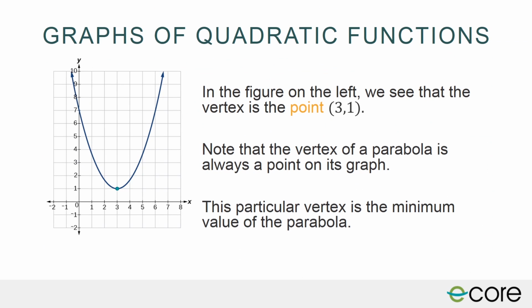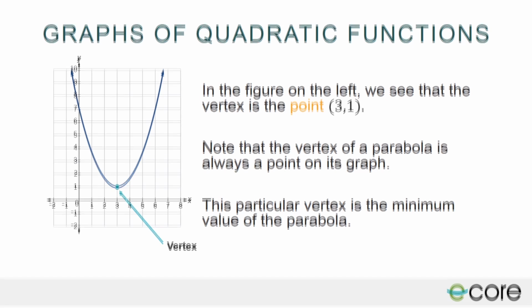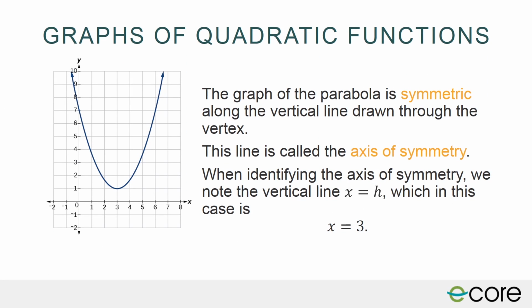In the figure on the left, we see that the vertex is the point (3, 1). Note that the vertex of a parabola is always a point on its graph. This particular vertex is the minimum value of the parabola. The graph of the parabola is symmetric along the vertical line drawn through the vertex. This line is called the axis of symmetry. When identifying the axis of symmetry, we note the vertical line x = h, which in this case is x = 3.